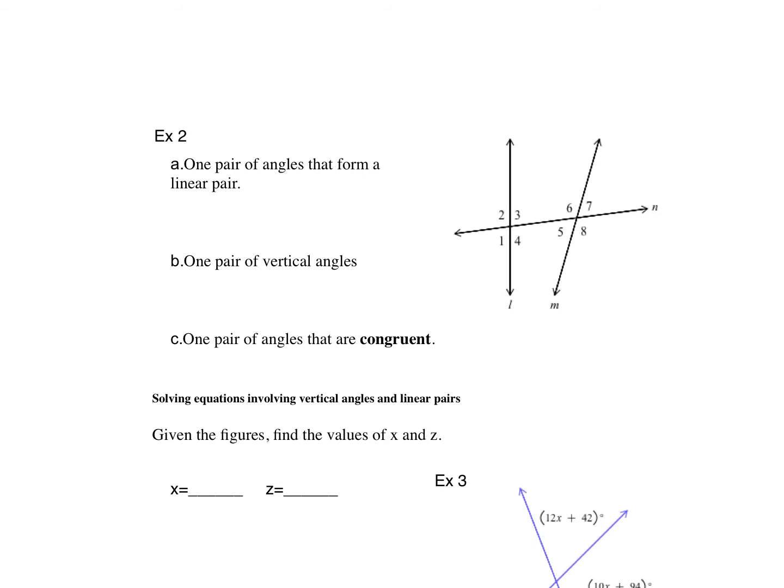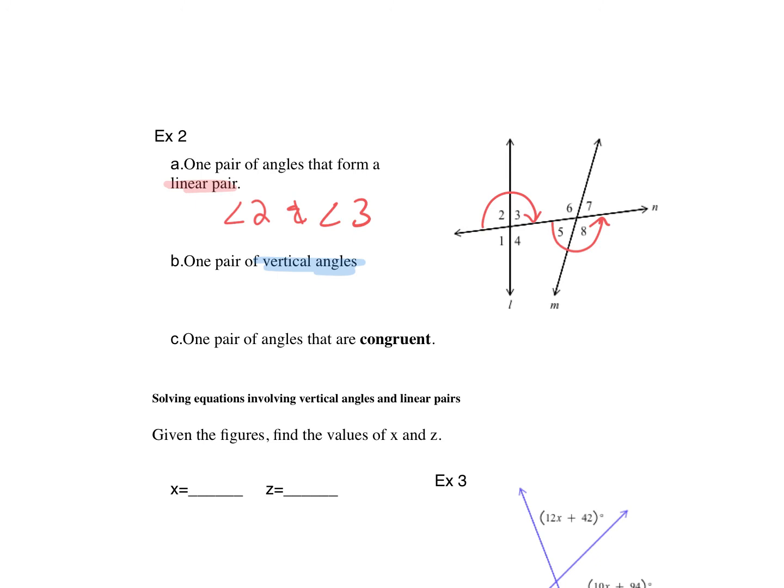So in the first one, they want a pair of angles that make a linear pair. So we can name just any pair. So for example, the two that I see right off the bat that make a 180 degree line are angle 2 and angle 3. But you could also do angle 5 and angle 8, or any of the other pairs that make a line. Okay, but they're only asking us to name one. In the next one, they ask you to name one pair of vertical angles. So remember, vertical angles share a vertex and are across from one another.